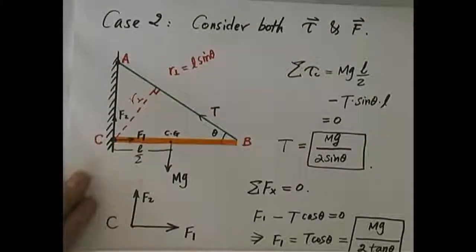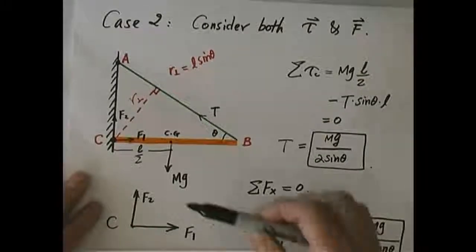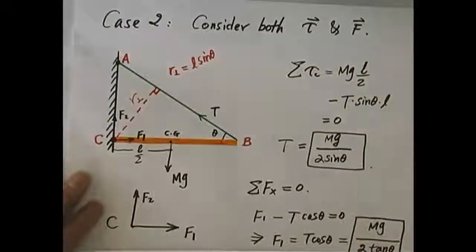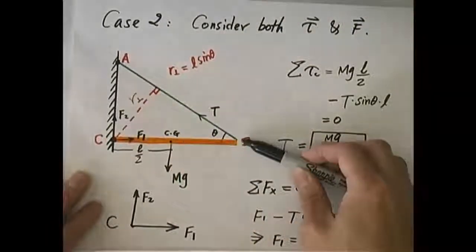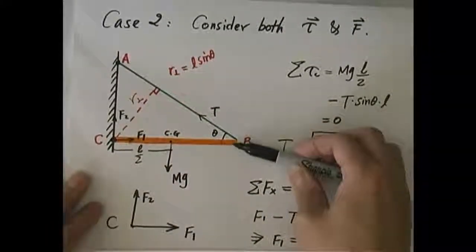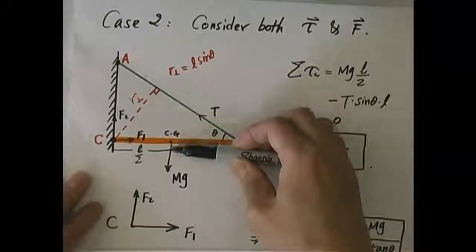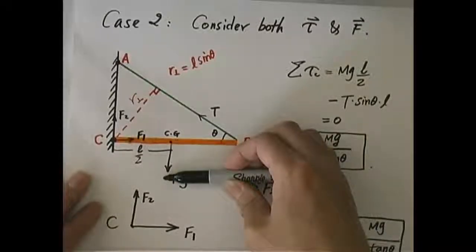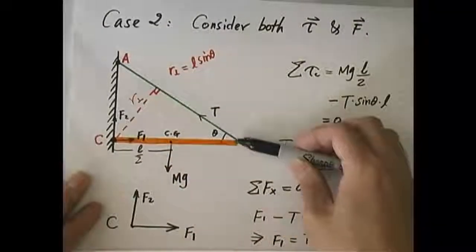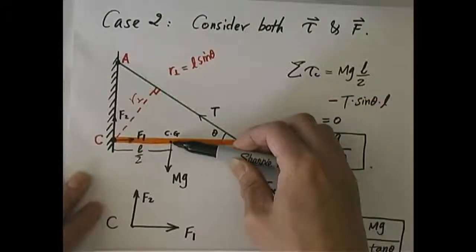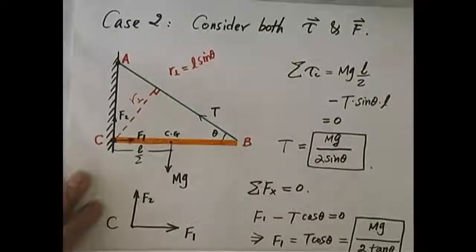Okay, the only thing left is to find F2. I'm pretty sure at this point you know very well how to find F2. There are, again, a couple of ways you can do that. One is to demand the net vertical force be equal to 0. So you have F2, you got T sine theta going up, and you got mg going down. They must cancel out. So F2 plus T sine theta must equal mg. That will tell you what F2 is.